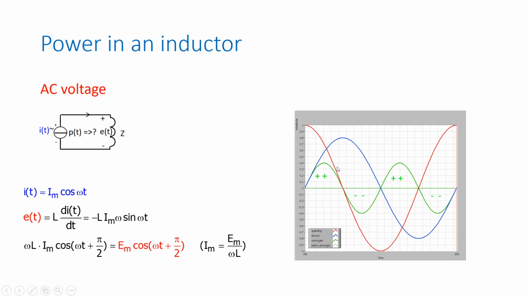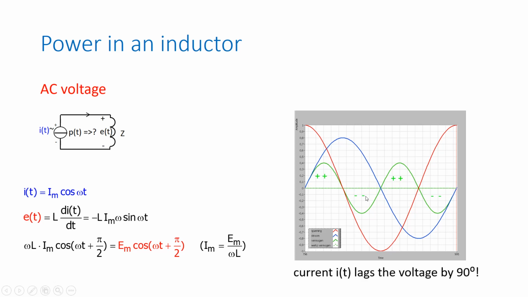Secondly, we see that the average power is equal to 0. This is my dashed line, which is the average value of the power, which is equal to 0. And that is because we have equal parts in the positive part of the sign, as we have equal parts in the negative part of the sign. So my average power is 0.